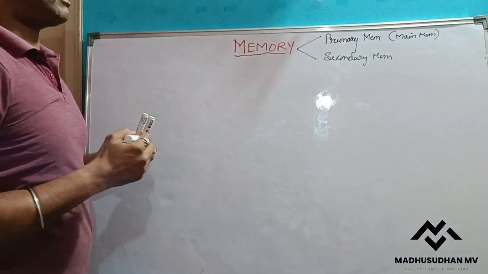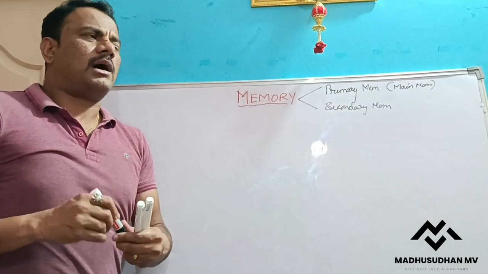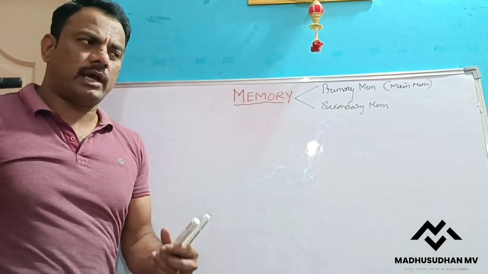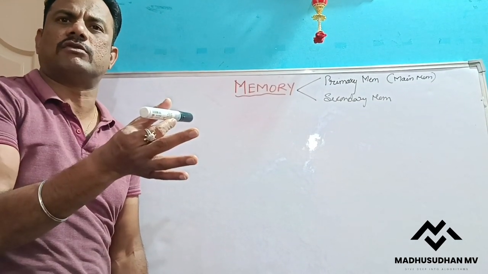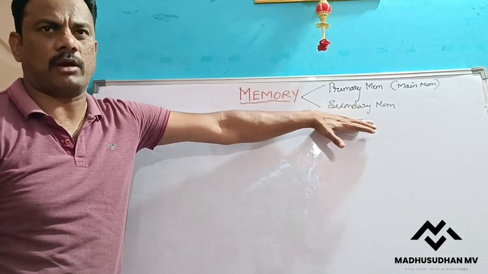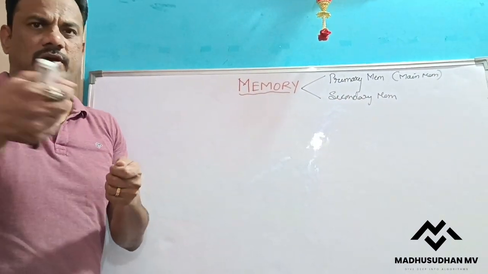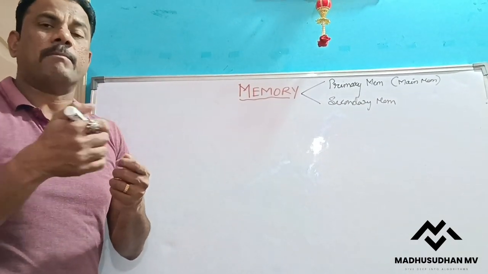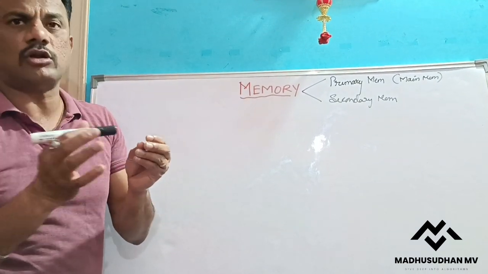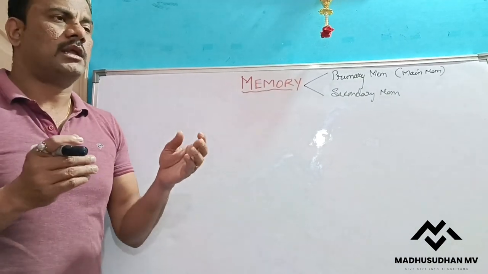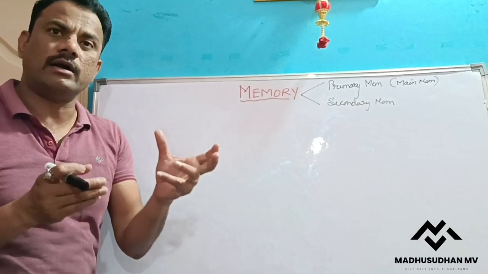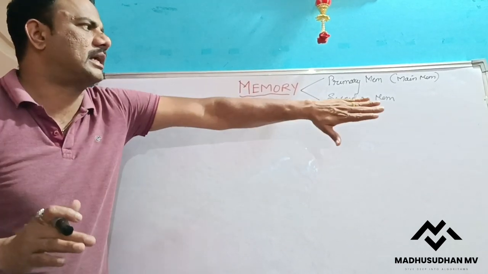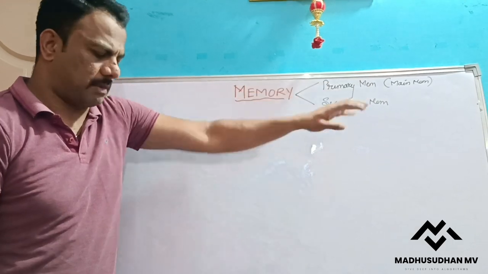So what is meant by secondary memory? We also call it external memory. Whatever memory devices we connect externally to our system all come under secondary memory. For example, CDs, DVDs, pen drives, which are called USBs, memory cards, floppy disks, and hard disks all come under secondary memory. Then what about primary memory?